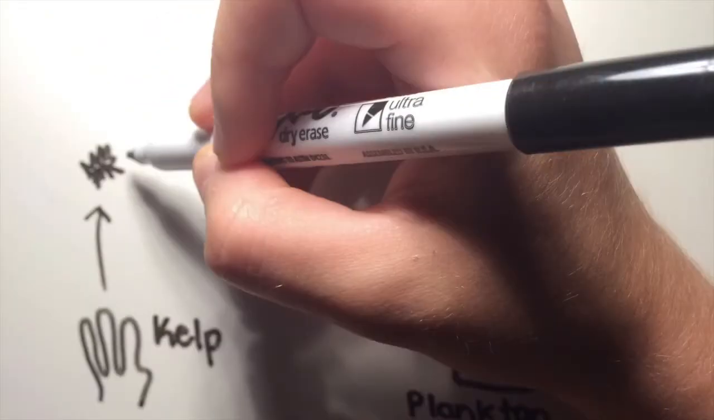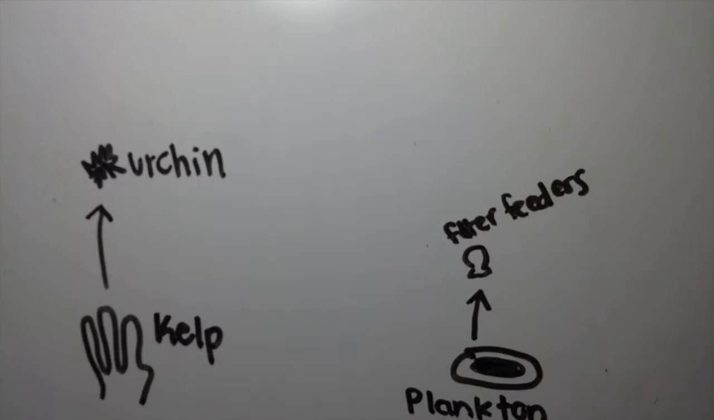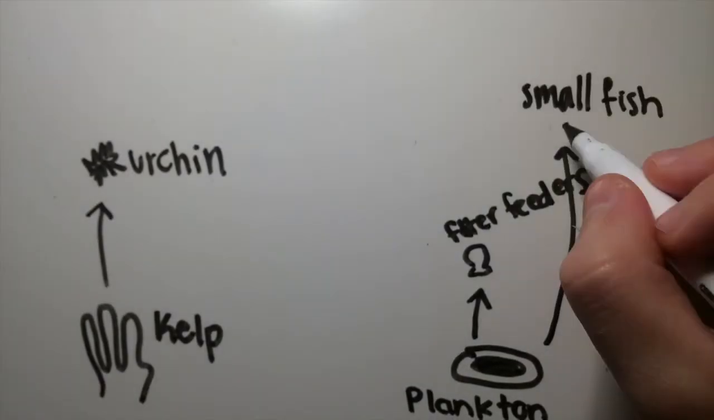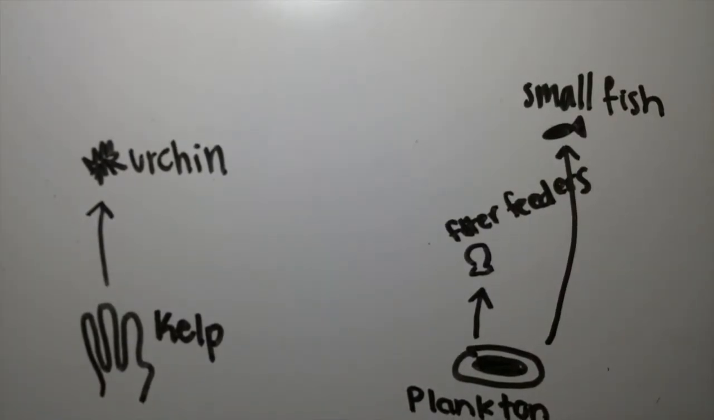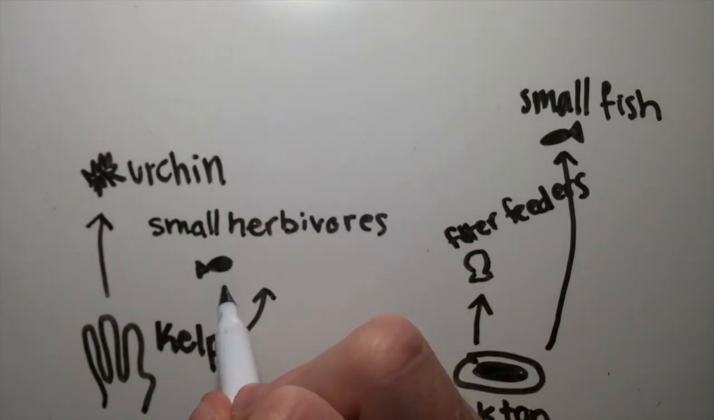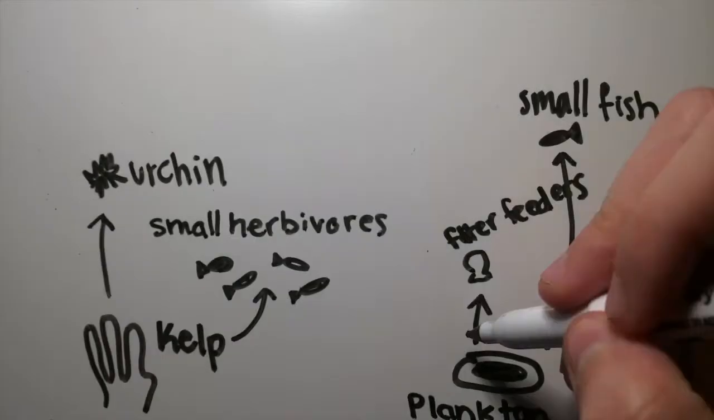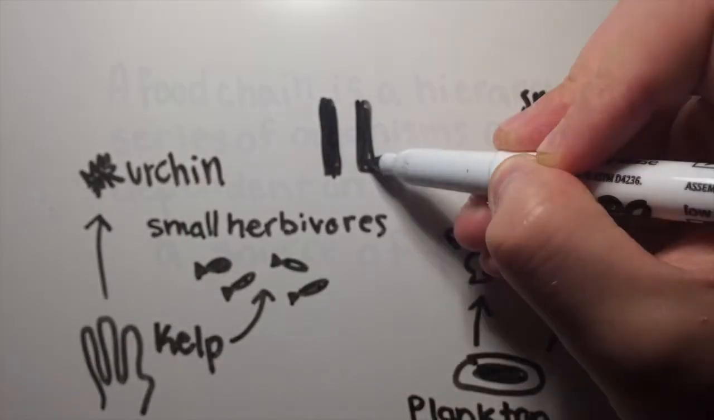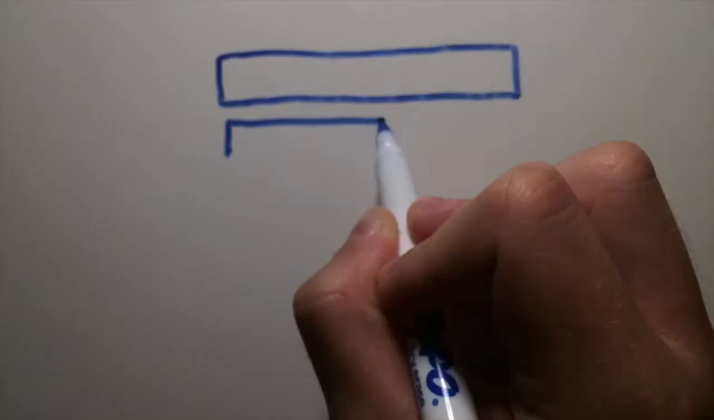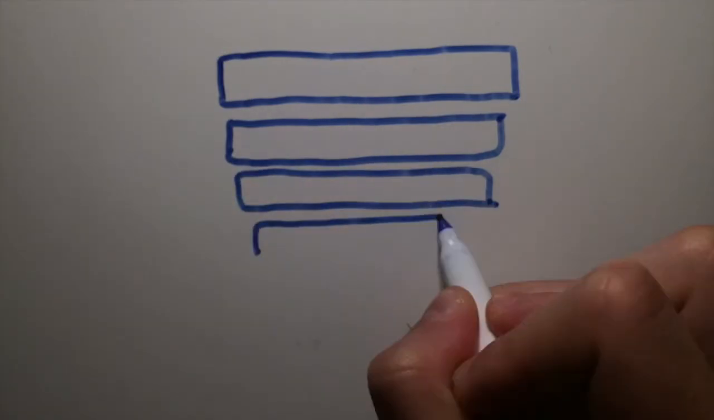Next, we have species that directly eat the kelp or plankton. These species include small fish, crabs, urchins, drift algae, and filter feeders. Let's draw them. Pause the video if you need more time. These are classified as primary consumers.